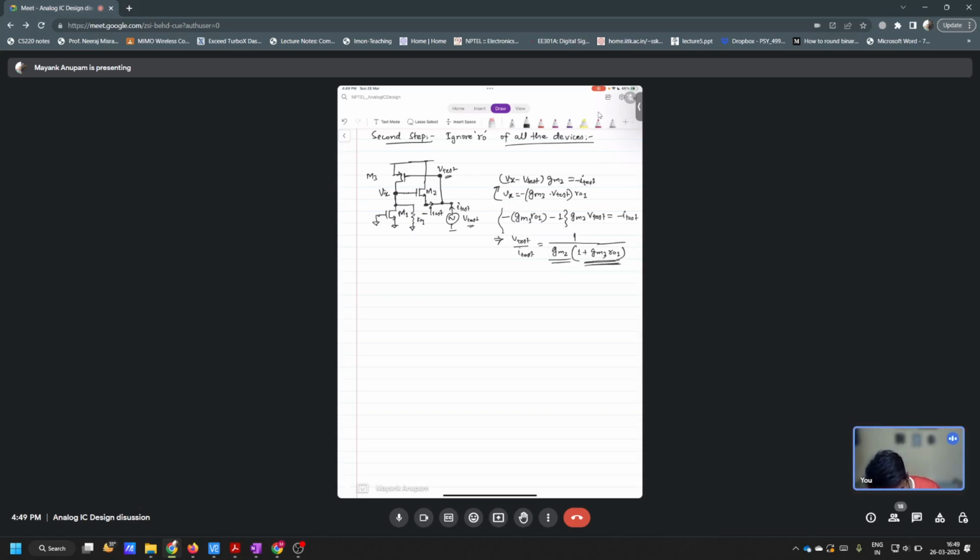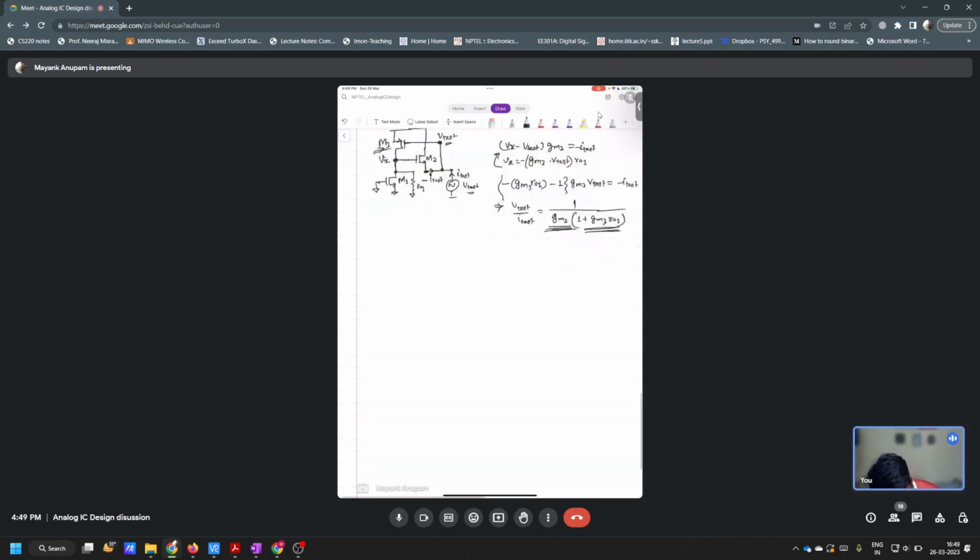You see, Gm3 times RO1, this M3, and the gain of this device. If the gain of M3 is very large, then this V test by I test will be much smaller than 1 over GM2, isn't it? You see, this is further divided by a factor. This is supposed to be a large factor.